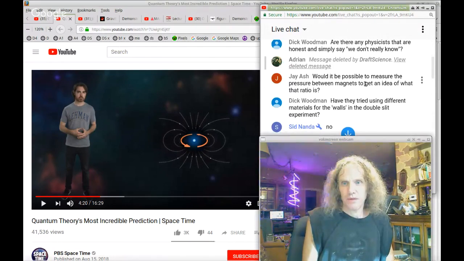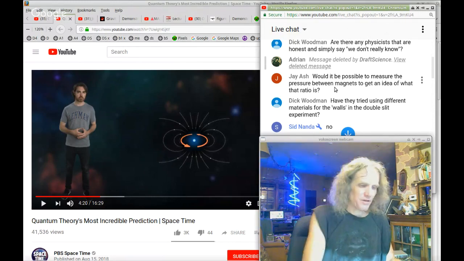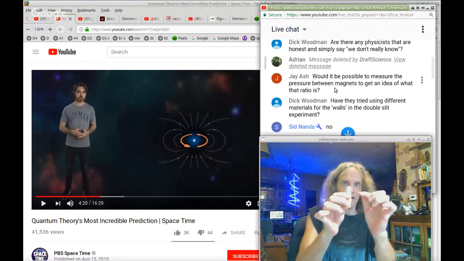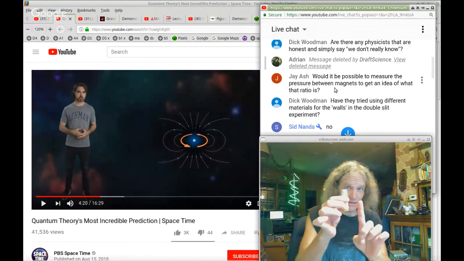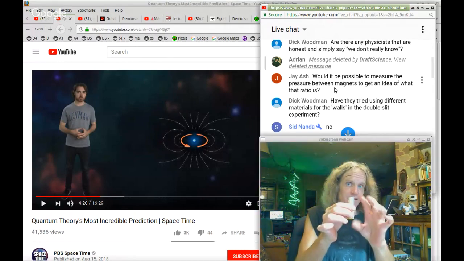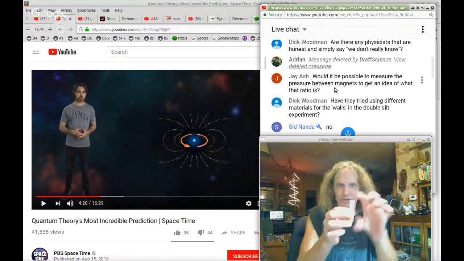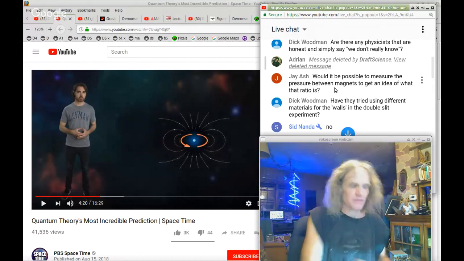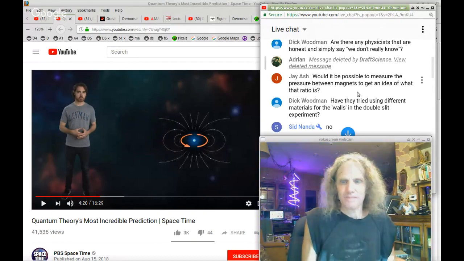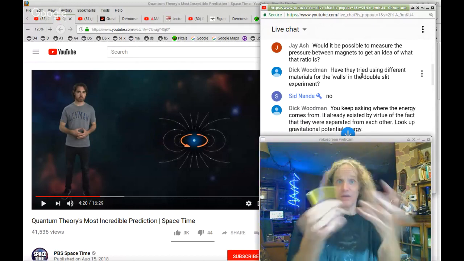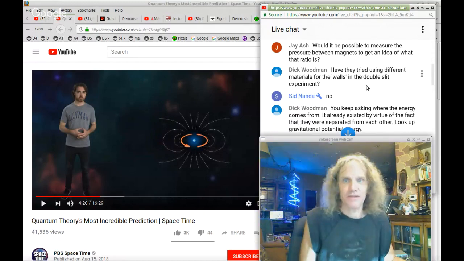J. Ash, would it be possible to measure the pressure between magnets to get the idea of what the ratio is? Well, of course you can measure it. But the point is magnets aren't pure. Say if this was a magnet, only a percentage of the atoms in the magnet are actually lined up properly. So the density of the magnetic quality, they give it an N number, N52, N33, N something. It tells you basically how strong the magnet is for the density of the material. But I don't think we need to get into how. Most magnets, only a percentage of the magnet is actually a magnet. The rest is noise. It is imperfect. They could be better if they could get every atom to line up.